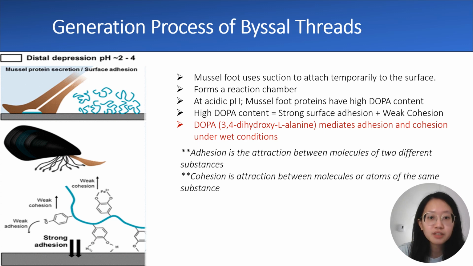The process begins with the mussel foot encountering and attaching to a surface using negative pressure and suction. It then forms a reaction chamber in this region of contact with the surface. It will have conditions such as low pH, low ionic strength, and high reduction to facilitate protein reactions. And at this acidic pH, muscle foot proteins have a high DOPA content which facilitates strong surface adhesion with weak cohesion.